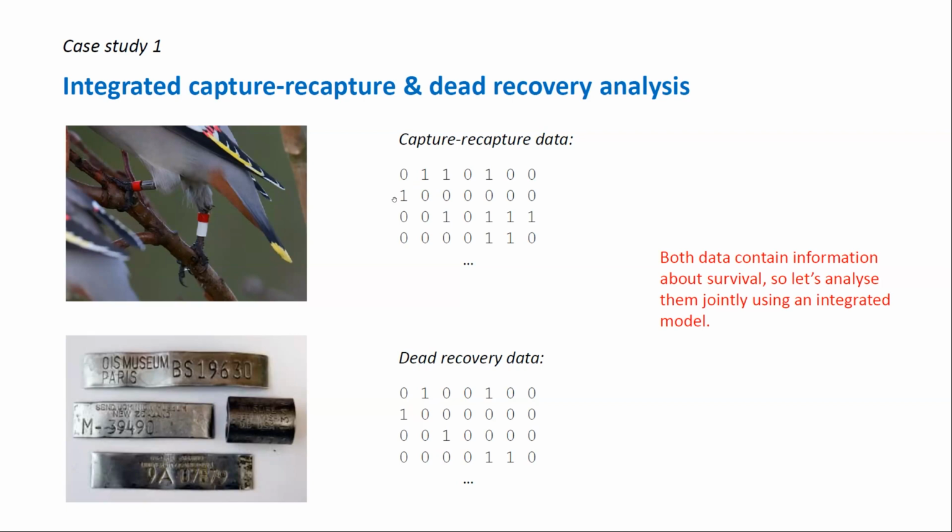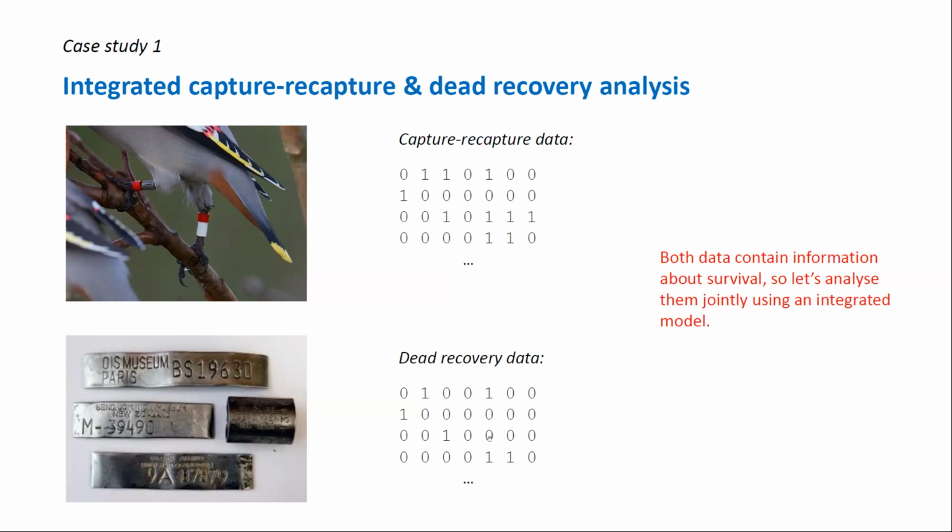Then there may be others like this one. These are often the most frequent capture histories in such a data set: just mark them and never see them again. Right, so that's the capture-recapture data set. Then we may also have dead recovery data. So we can mark birds and they may die at some moment and may be found by the public, for example, and the ring reported back.